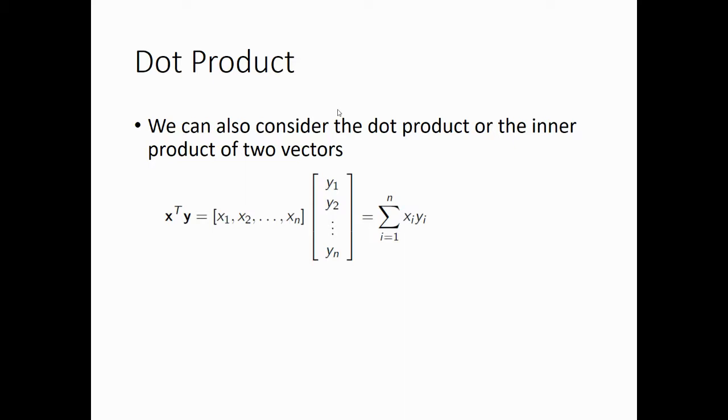We can also consider the dot product or the inner product of two vectors, and this should be familiar to you from matrix multiplication, which we'll get to in a few minutes. Basically, x1, x2 out to xn times y1, y2 down to yn is equal to the sum of the xi times yi components. So x1 times y1 plus x2 times y2 plus dot dot dot plus x sub n times y sub n.